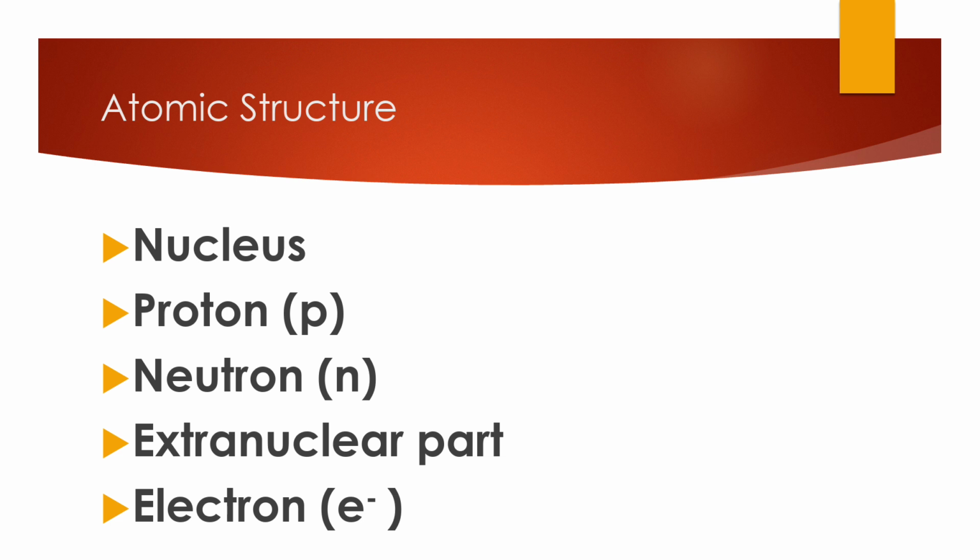That part is called the extranuclear part of the atom, and in this extranuclear part electrons are present. Electrons have negative charge on them. So electron is a negatively charged subatomic particle and is denoted by the symbol small e with a minus sign. So e minus is the symbol of electron. This electron carries 1 unit of negative charge, that means minus 1e.